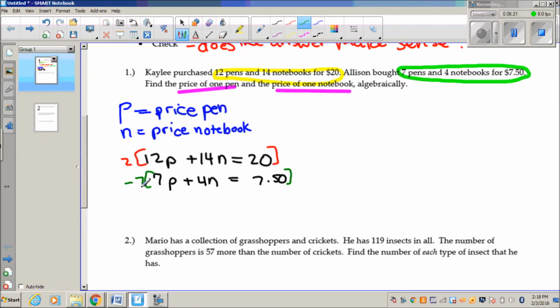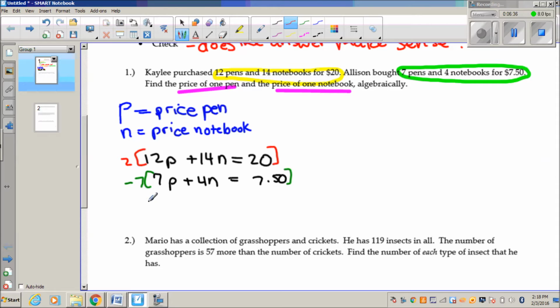Not +7, -7, because then I'll get a -28. So when I have a +28 and a -28, I know that they're going to cancel. Okay? So I'm going to go ahead and write my equations here. I'm going to use colored pens to show you which one is which.